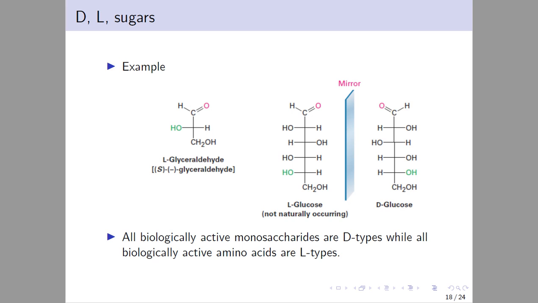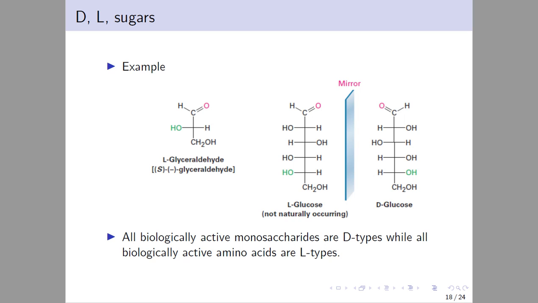And next is the D and L sugar. Okay, so D is for dextrorotary, and L is for levorotary. Okay, so this example: L-glyceraldehyde, L-glucose, D-glucose.